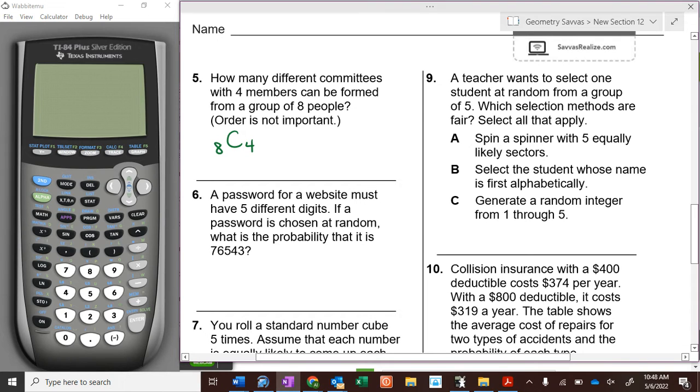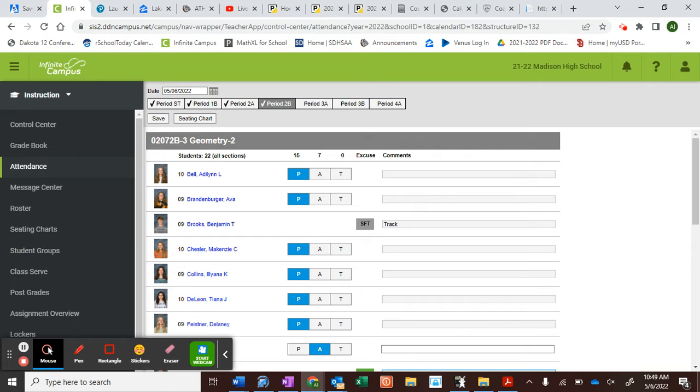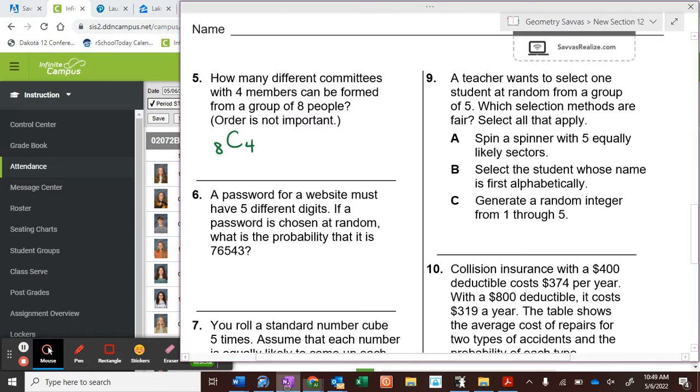So on your calculator, 8, PRB, arrow over one spot, 4, enter. You hit the PRB button, but then you arrow over to the nCr. You arrow over one spot. That's what I said. So, going back here, it is 70. So there's 70 different ways that 8 people can be put on a 4-person committee.